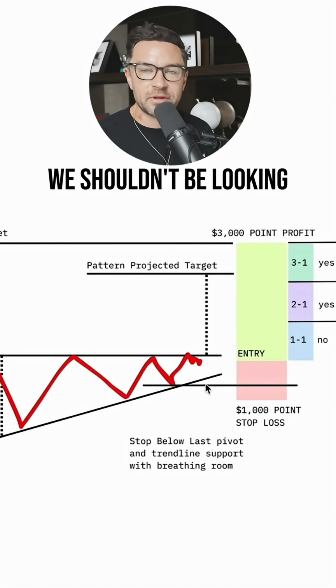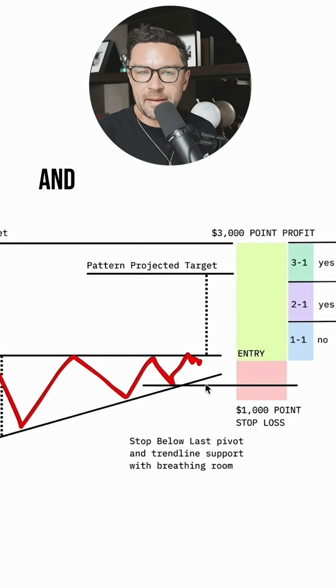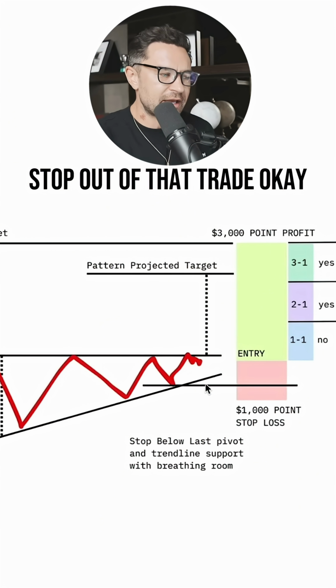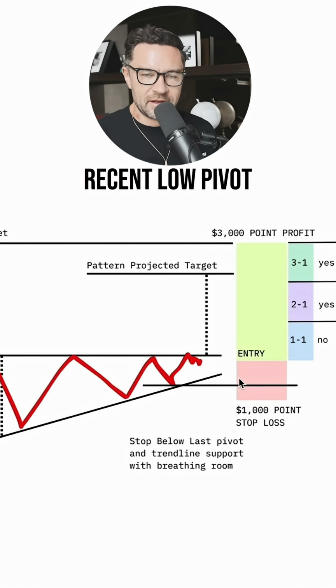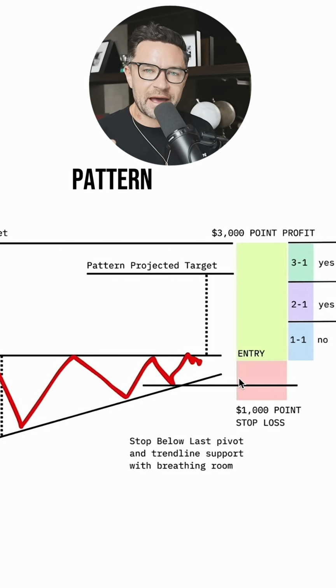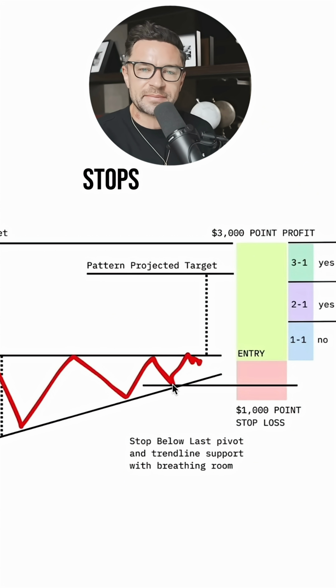And so maybe we shouldn't be looking at this from the perspective of what we were looking at, and that pattern is broke, so we should stop out of that trade. Okay, so we need to be looking at the most recent low pivot that would break the structure of the pattern that we're trying to trade. And that's where we need to put our stop loss. Not exactly at this level, because this is where stops get hunted.